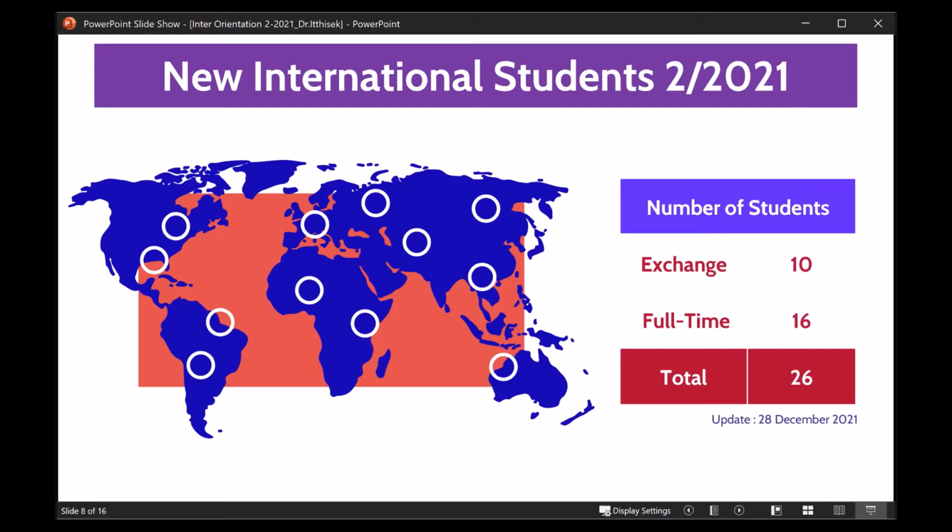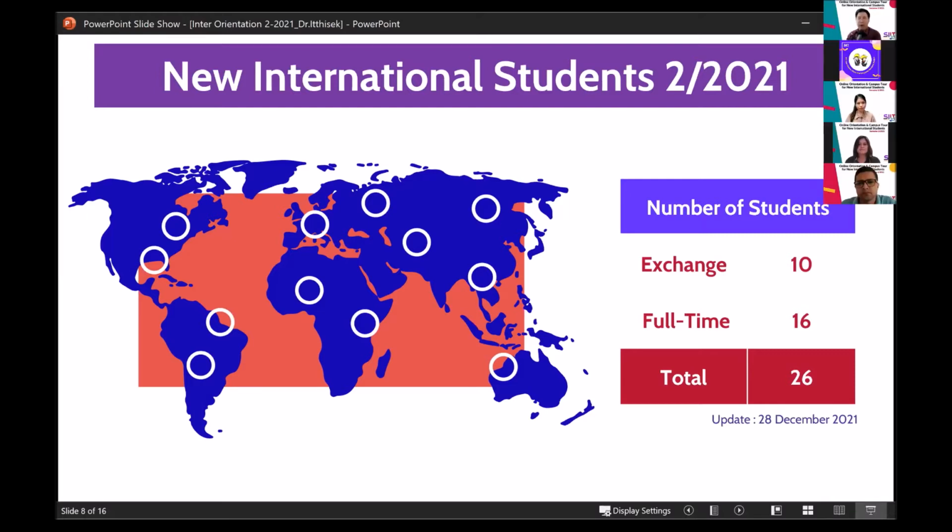So some of the exchange students, I believe, have already been here for one semester and they are continuing for another semester. Some of you are new to SIIT, and we have 16 students in the undergraduate and graduate levels who are coming for full-time studies. So welcome to SIIT. I believe that during your stay at SIIT, you will get to interact with Thai students, but also with students from many other nationalities.